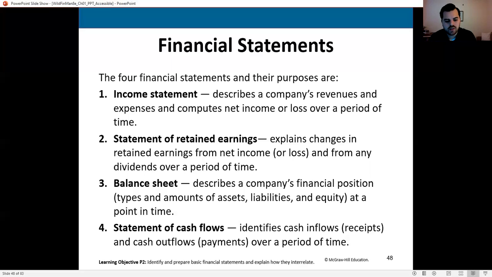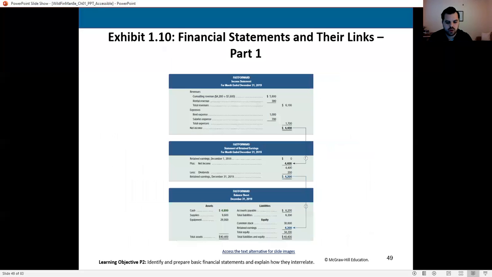Of course, we'll prepare all of these in class. And finally, the statement of cash flows, which will identify cash inflows and outflows over a period of time. In this chapter, I simply need you to know the statement of cash flows includes operating, investing, and financing sections. If you know that, that is plenty for now. We'll deal with the rest of it in chapter 12.